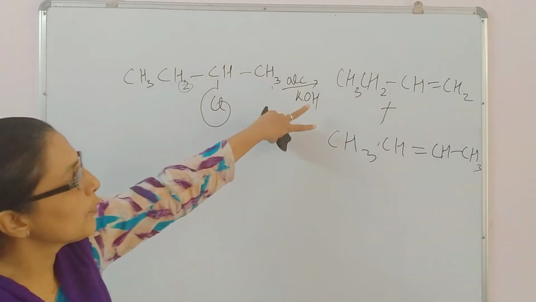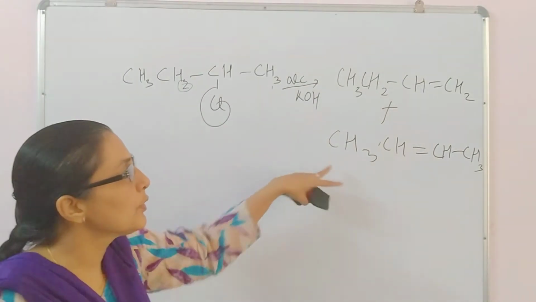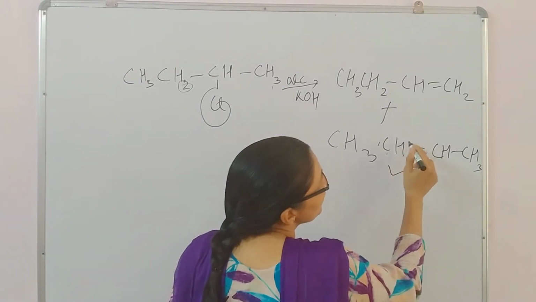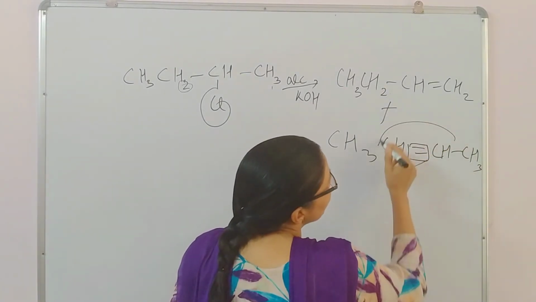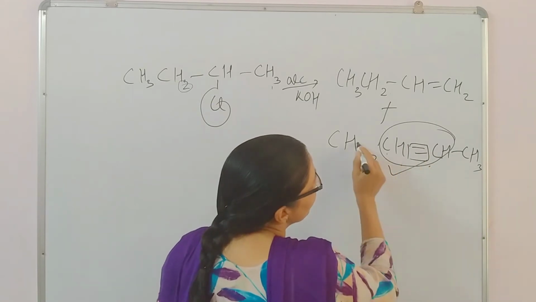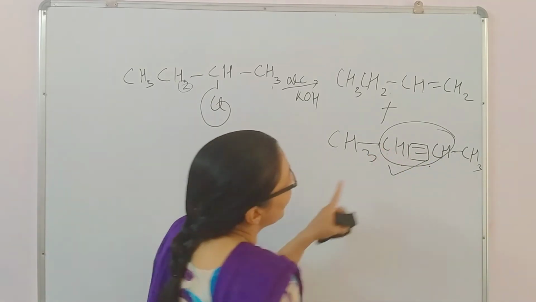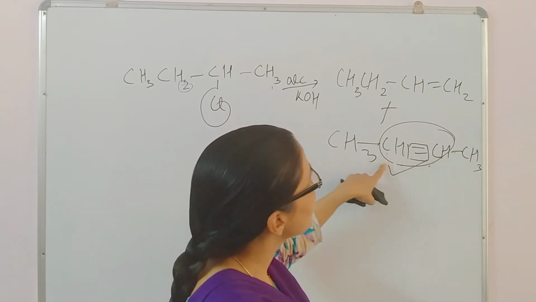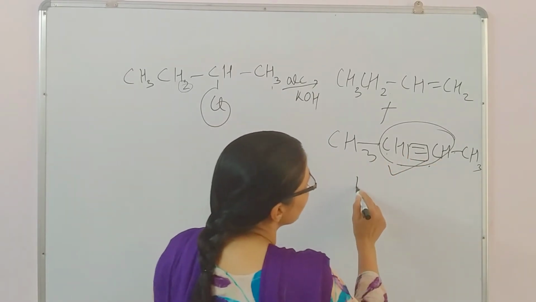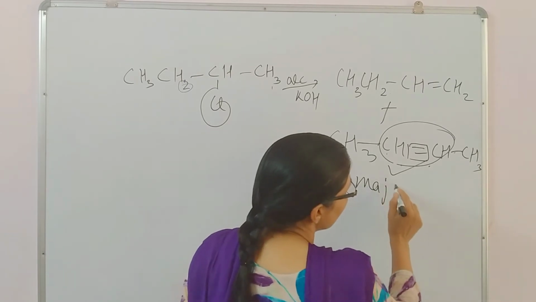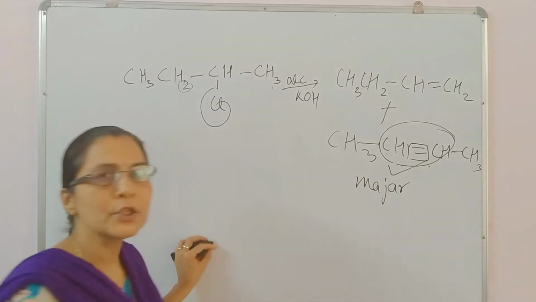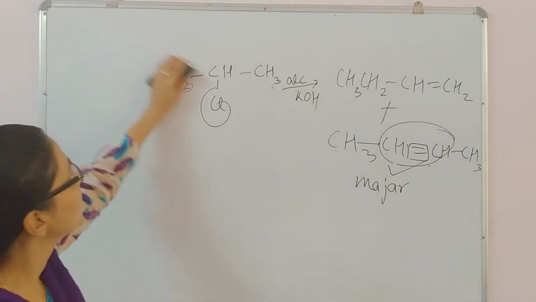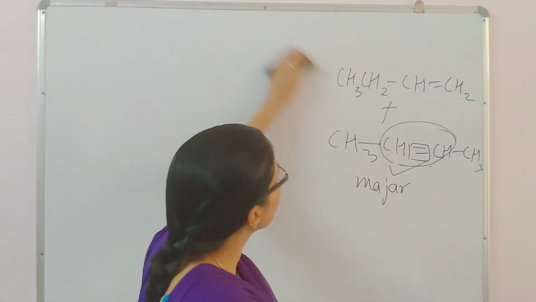All are 4-carbon compounds. Which one is more stable? As you know, more substituted alkenes are more stable. Here there is disubstitution. Or alkenes with fewer hydrogens are more stable. So this one is the major product. We have studied beta elimination earlier also. This one is the more stable compound. That's all about the elimination reaction.